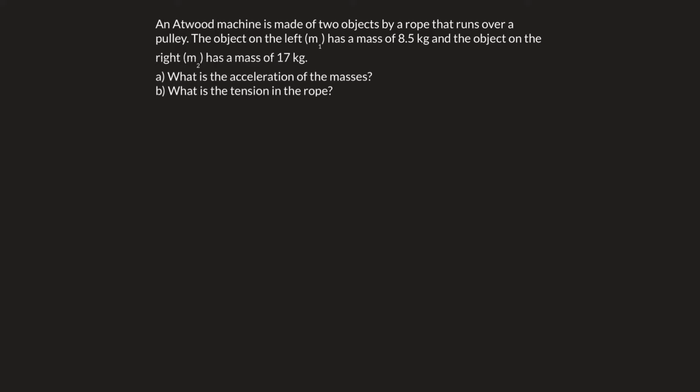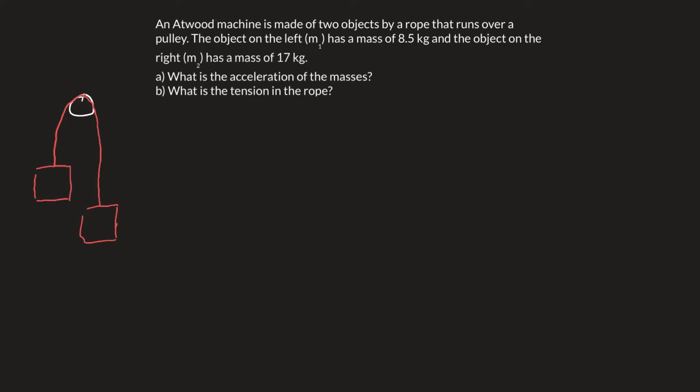Before solving this question, we need to recall what exactly an Atwood machine looks like. An Atwood machine is essentially two masses connected together by a string that is running over a pulley. So what it looks like would be if we have our pulley up here, and then we have one rope or whatever it might be connecting to our first mass, and then again going down to our second mass.